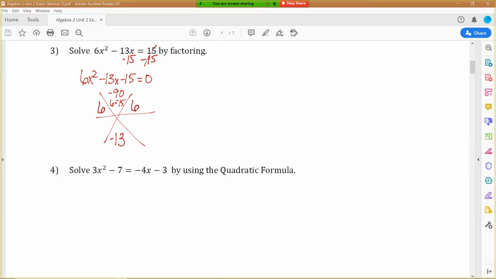So now you're looking for two numbers that multiply to give you negative 90, but add to give you negative 13. Yep, negative 18 and positive 5.